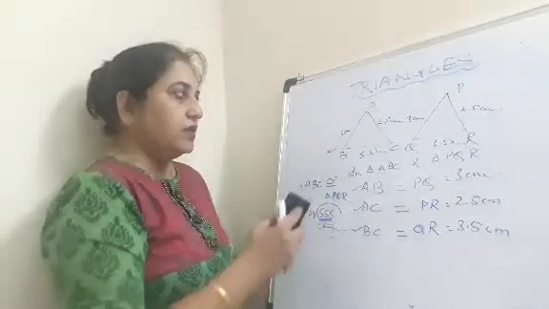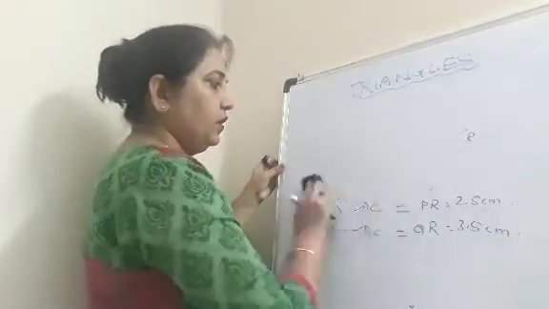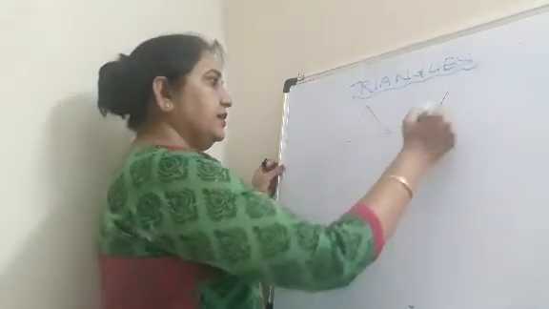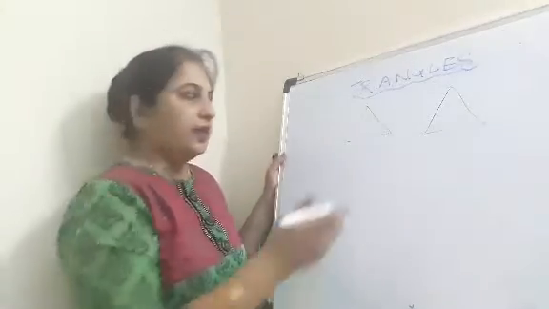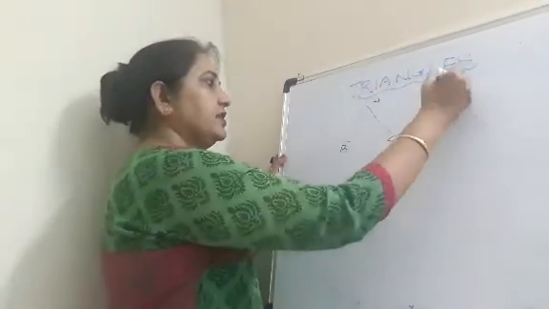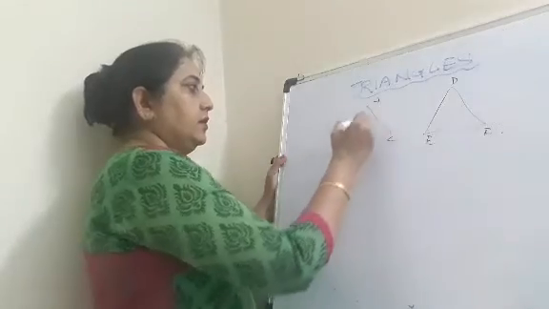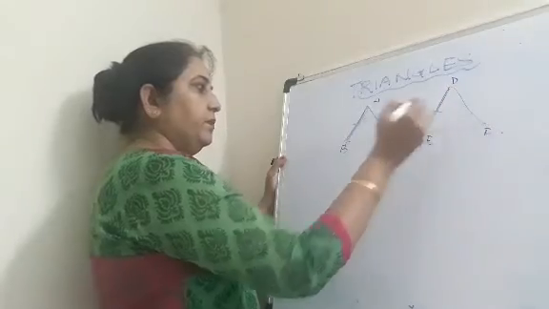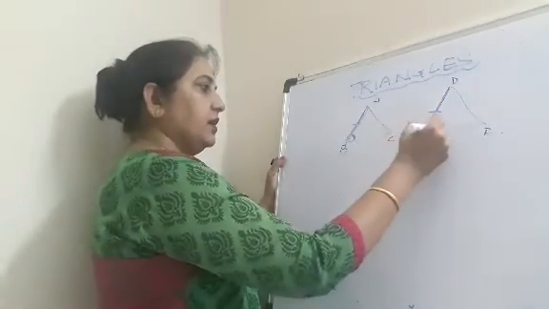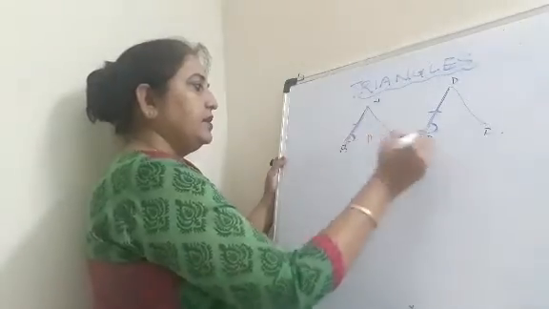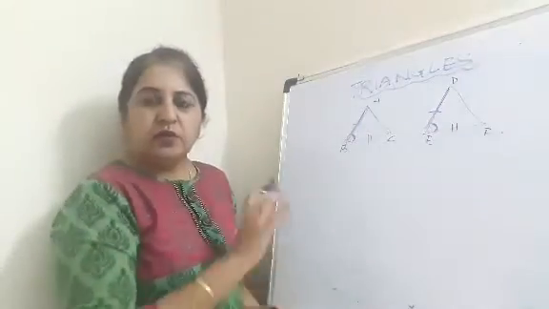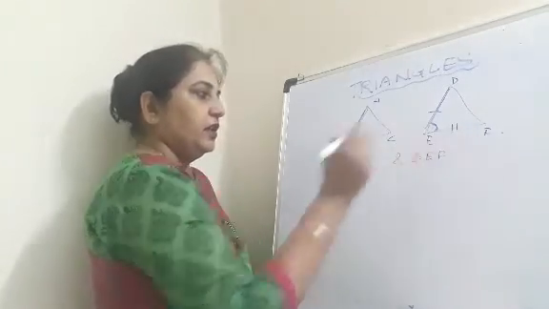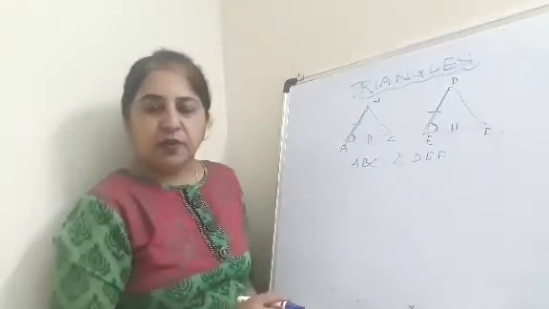So you're going to write all this in the notebook, and one more I'm going to do now, and that is SAS. When we talk about SAS, it means side, angle, side. So if this is ABC and this is DEF, I take this side equal, and this angle B is equal to angle E, and BC is equal to EF. Now it is given that in the two triangles ABC and DEF, we have to prove that the two triangles are congruent by SAS congruence.